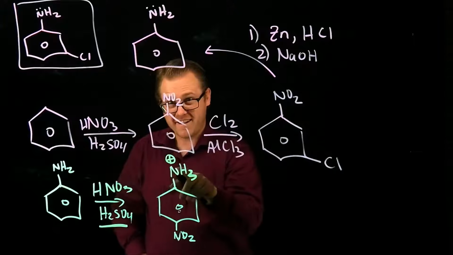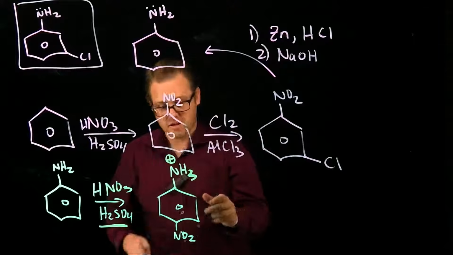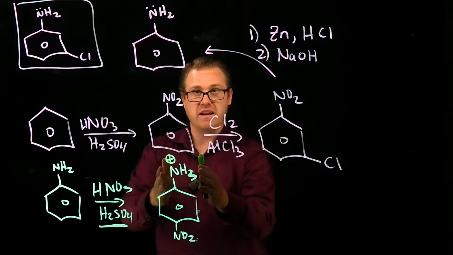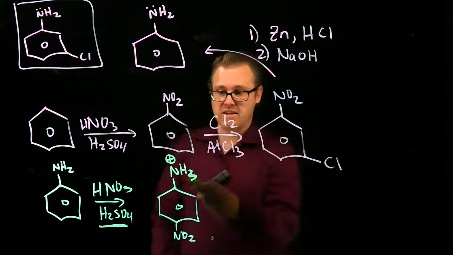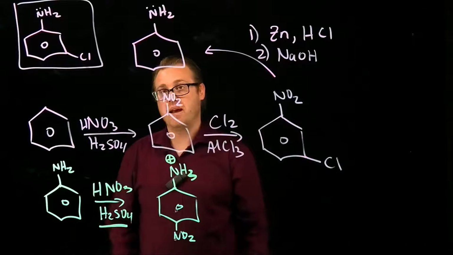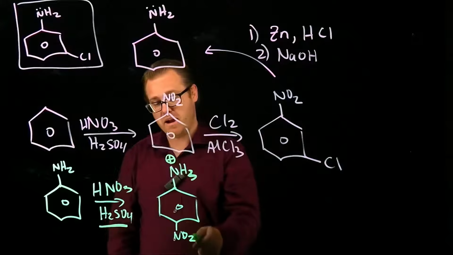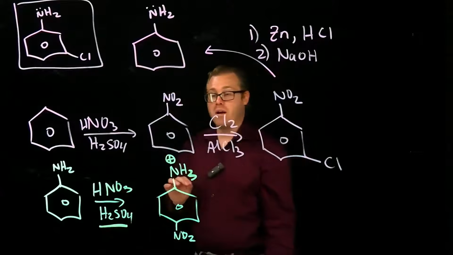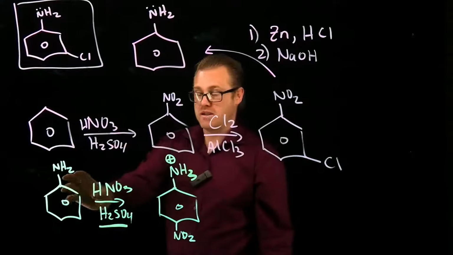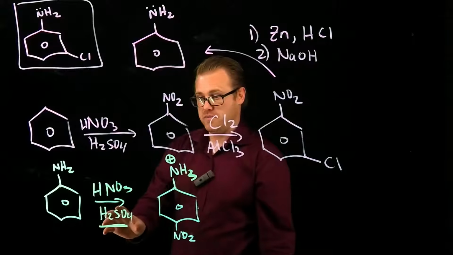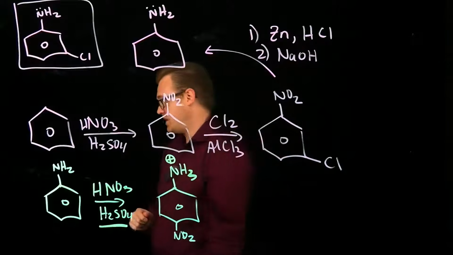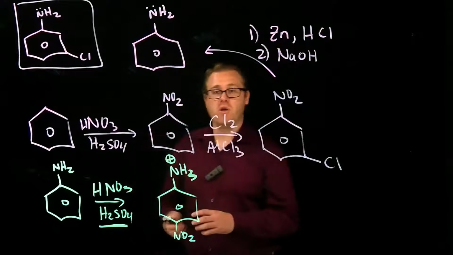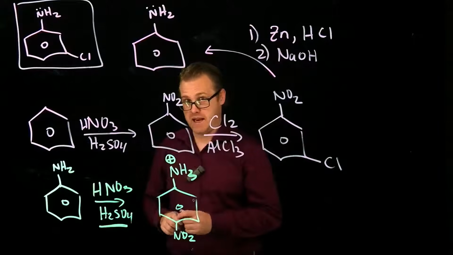Now that is a meta-director. And so now that introduces other complications. Now that's going to be a meta-director when you wanted it to be a para-director. So those are things to be aware of with amines on the benzene ring. Okay, so those 2 considerations you need to be aware of so you don't make some mistakes.